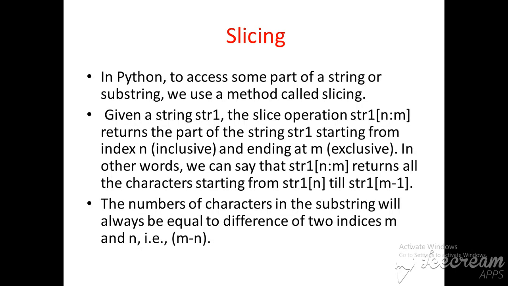Given a string str1, the slice operation str1[n:m], where n is the start and m is the end, returns the part of the string str1 starting from index n. n is included, and it ends at m-1. So m is exclusive, meaning up to the upper limit minus 1 it returns. In other words, str1[n:m] returns all the characters from str1[n] till str1[m-1].